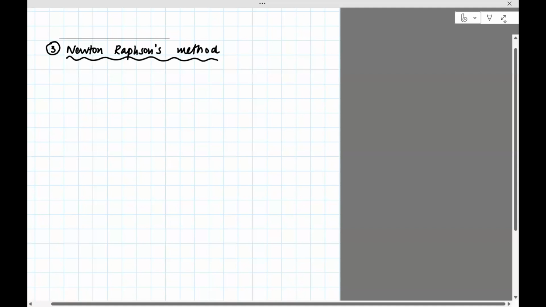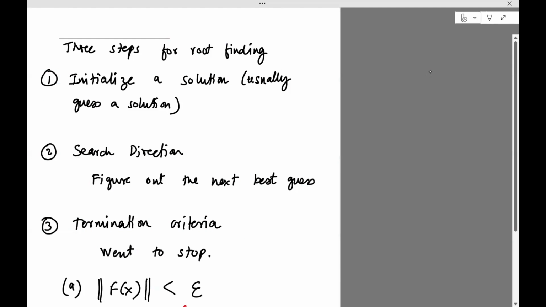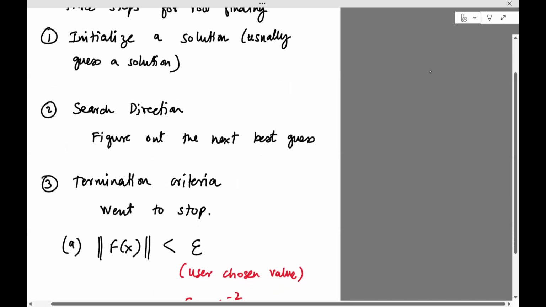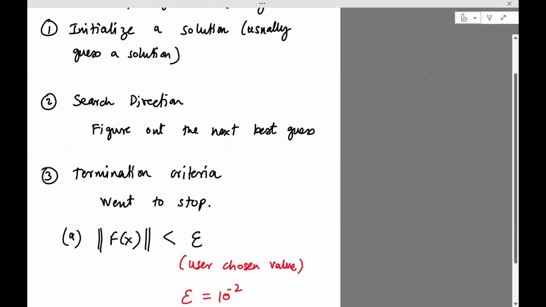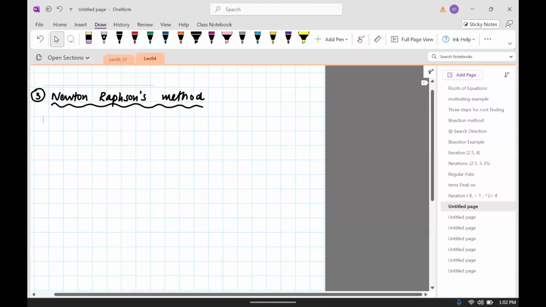Okay, like before, there are 3 steps involved. One is we need to initialize a solution or a guess of the solution. We need to figure out a search direction, where to go next from that guess. And then when we keep doing that, we need a criteria which will terminate the algorithm. Okay, so let's talk about these 3 for Newton Raphson.